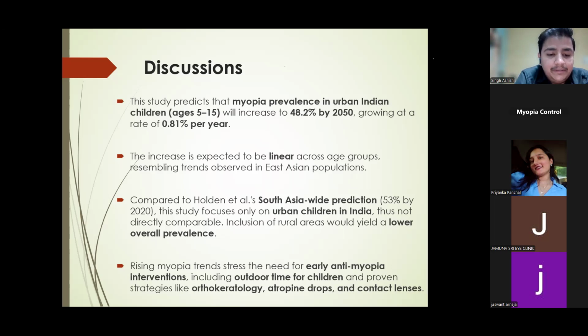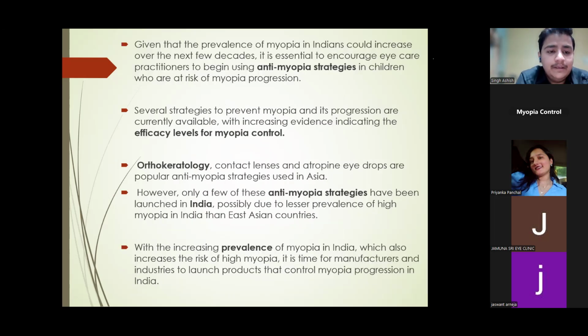The rising myopia trend stresses the need for early anti-myopia intervention, including outdoor time for children and proven strategies like orthokeratology, atropine eye drops, and contact lenses to control myopia progression. Given that the prevalence of myopia in Indians could increase over the next few decades, it is essential to encourage eye care practitioners to begin using anti-myopia strategies in children who are at high risk of myopia progression.